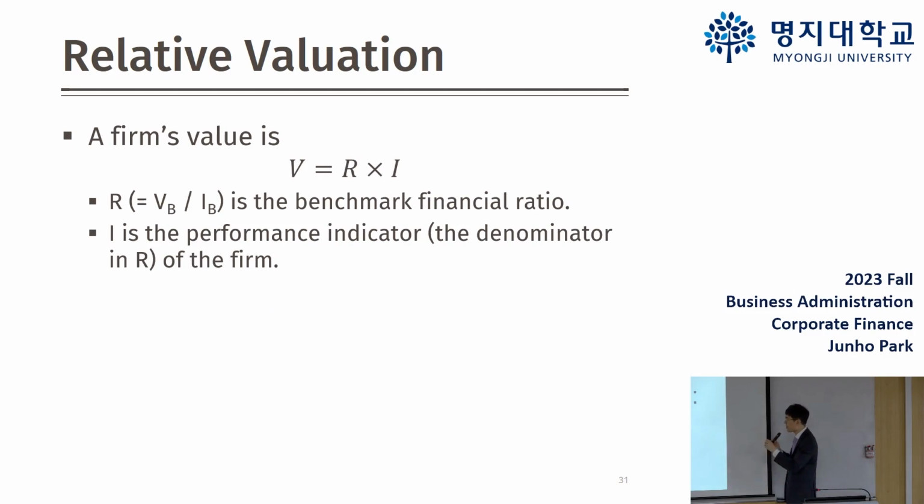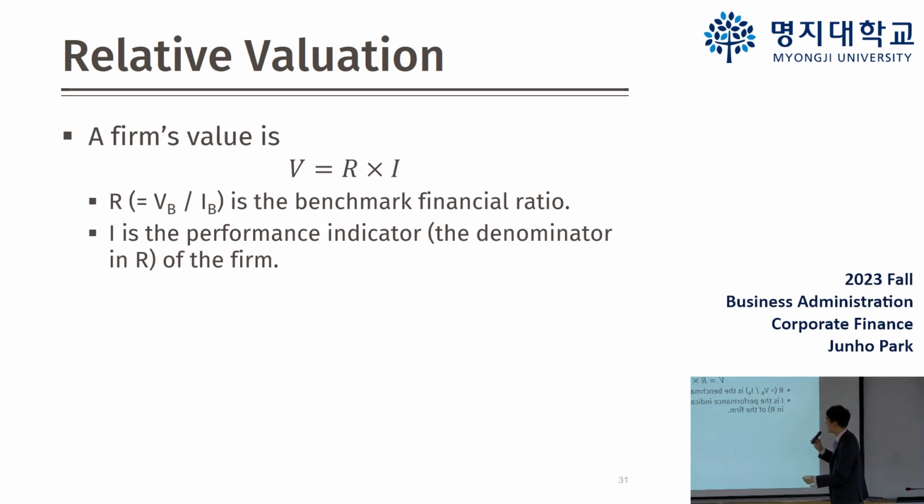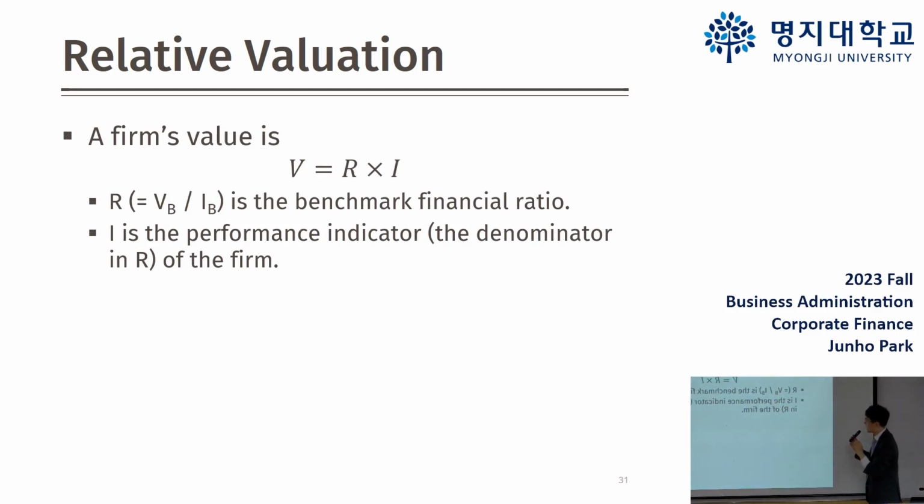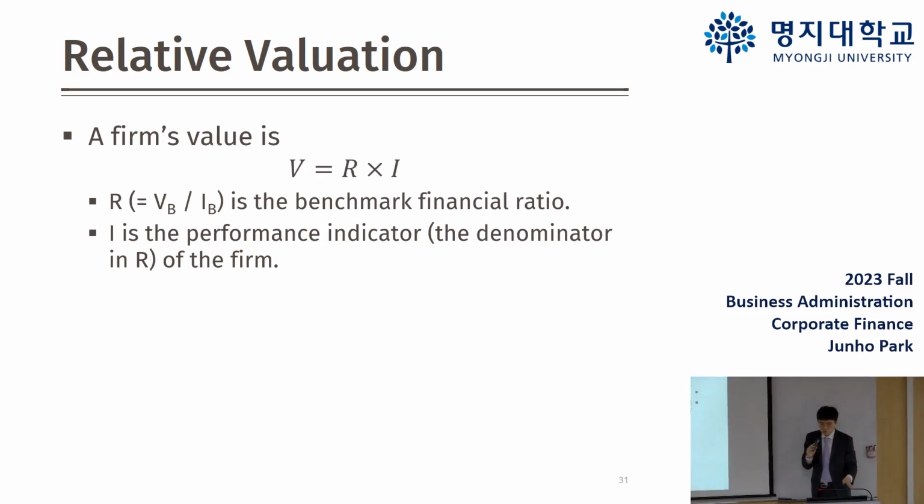And here, one thing that you have to note is that there is a relationship between R and I, because I is actually the denominator in this financial ratio. Therefore, if you multiply this, then you can easily get the value, which is the numerator in the financial ratio.